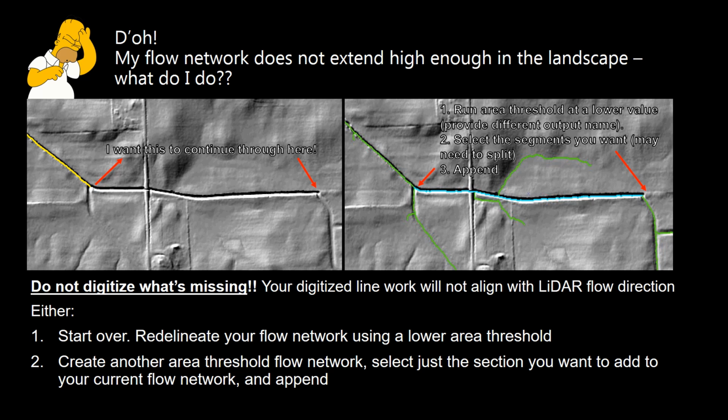What you do not want to do ever is digitize what is missing. You never, ever want to manually go in and draw a line that you would add to your area flow network. It is not going to align to your LiDAR derived flow direction, and therefore you will not be able to run future tools to get your stream reach.